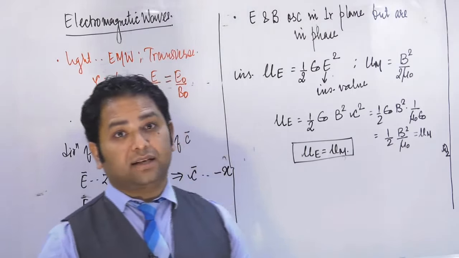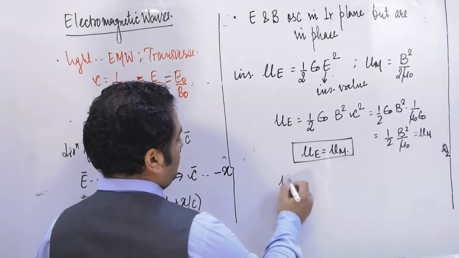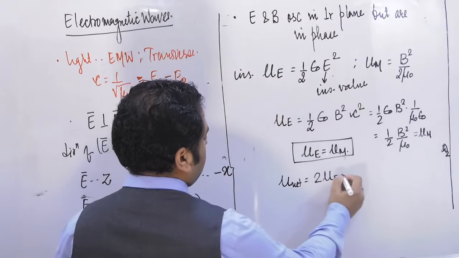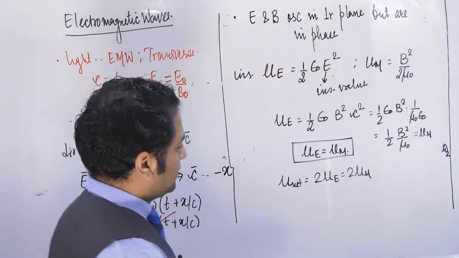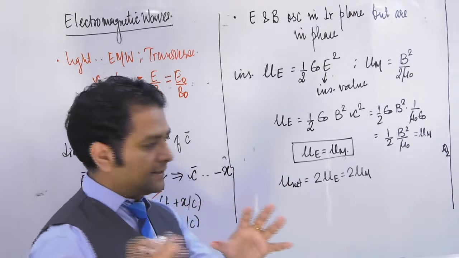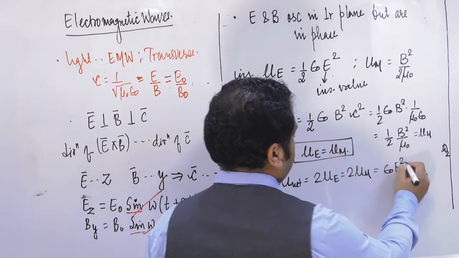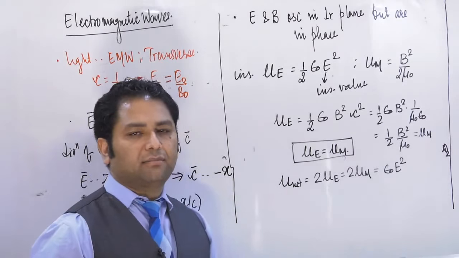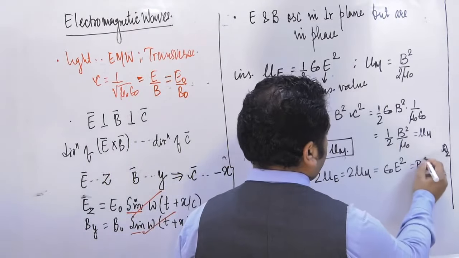And there is another thing, that is U net, that is twice of UE or twice of UM, whatever you wish. That's the total energy density. Start with this, that is epsilon naught times E square. That can be written there. Or you write it with B square by mu naught. You can do that. So this is equal to B square by mu naught.